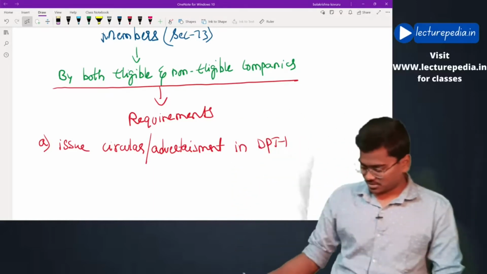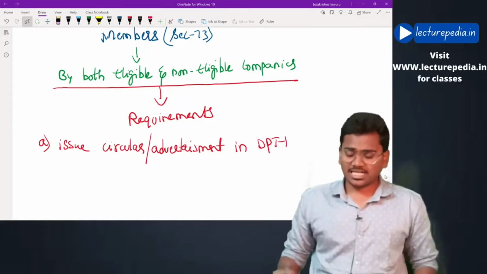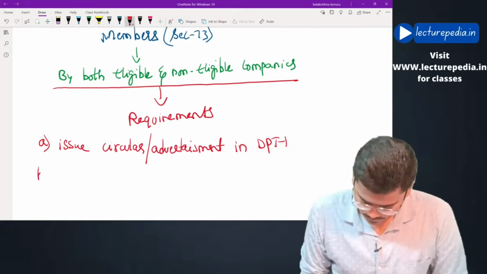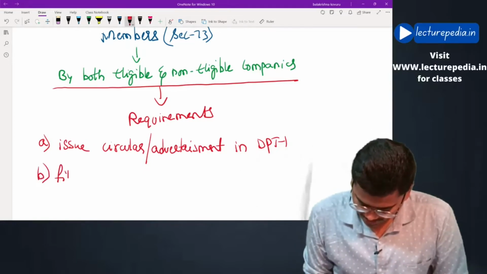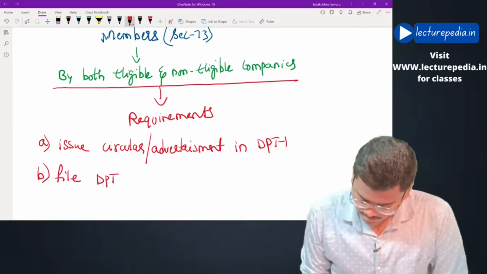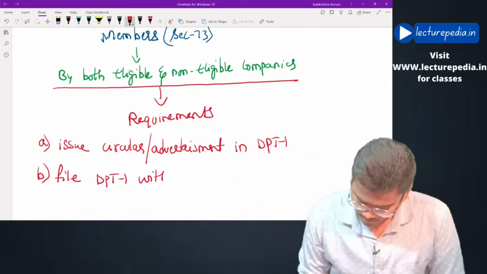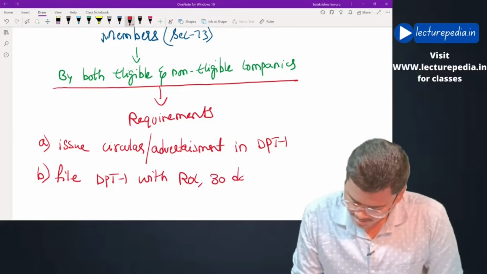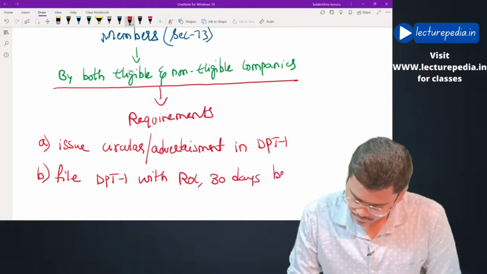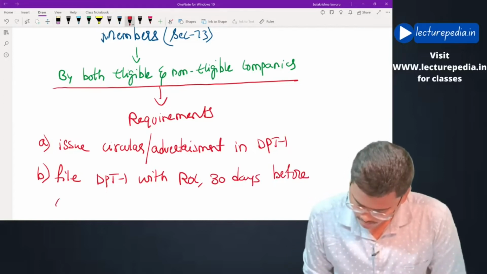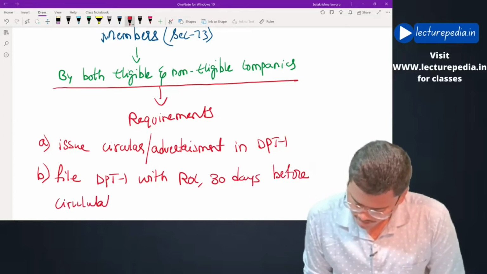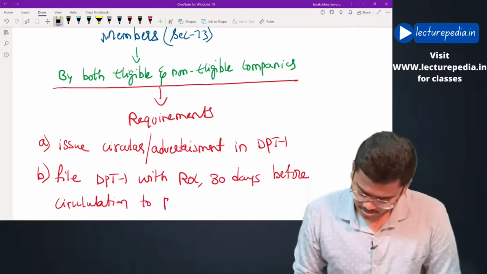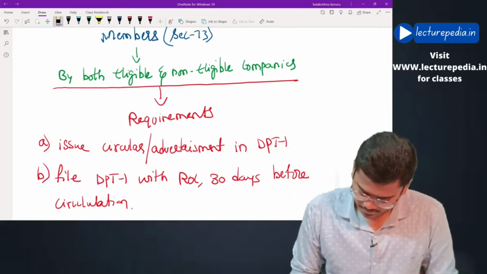That is the first step that has to be taken by the company. Next, file DPT1 with ROC 30 days before circulation to public or to members, or simply before circulation.